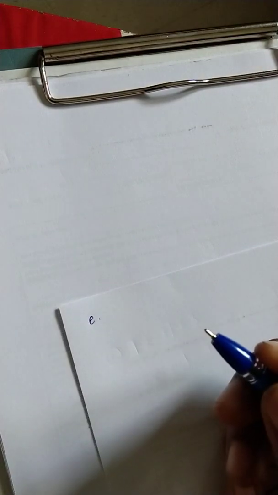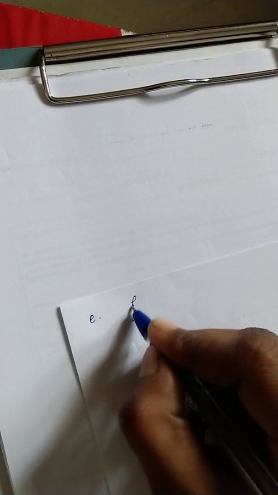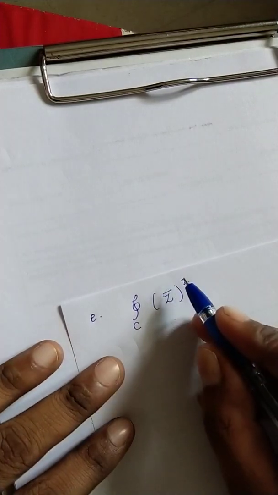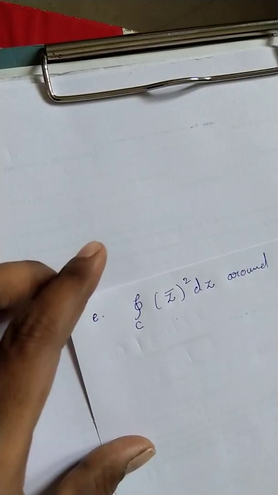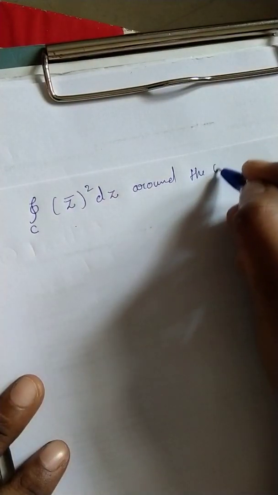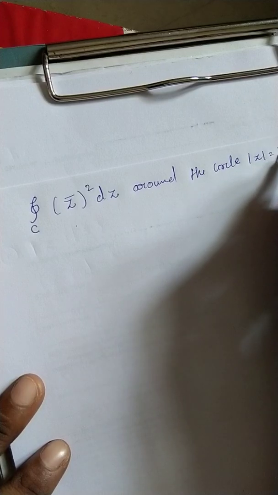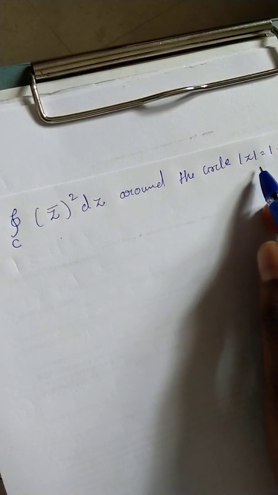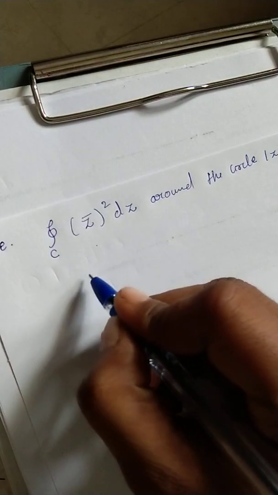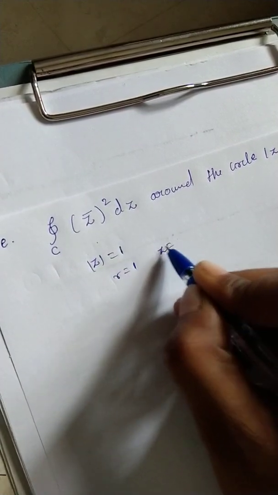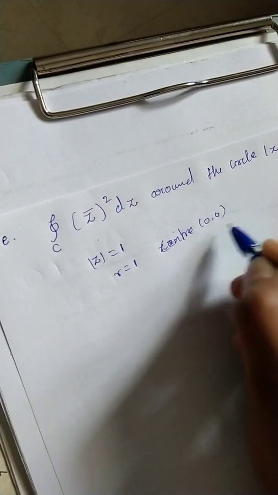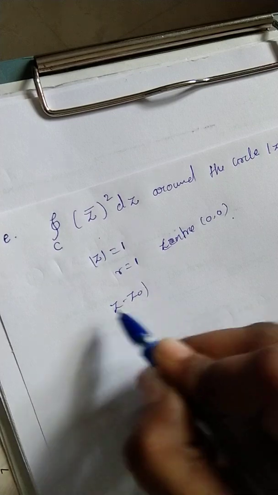Okay, again first main equation, evaluate the closed integral curve z bar the whole square into dz around the circle mod z is equals to 1. Okay, mod z is equals to 1, that is the given question. Here around the circle mod z is equals to 1 is given. So this means mod z is equals to 1 means r is equals to 1 and the center is equals to 0, 0. Okay, because z minus z naught is equals to r is our equation.